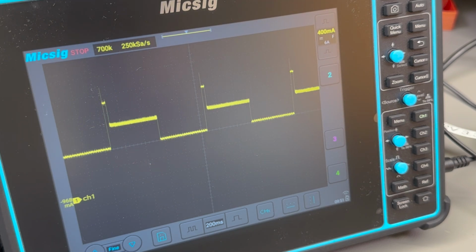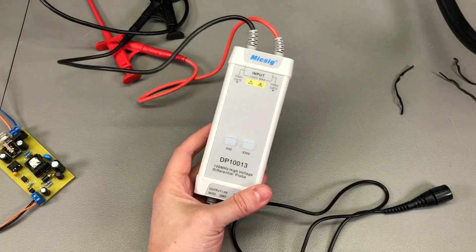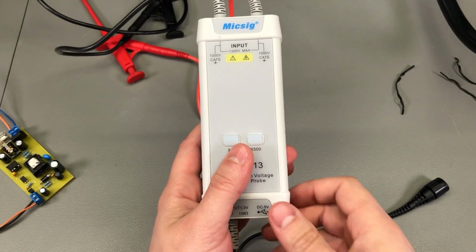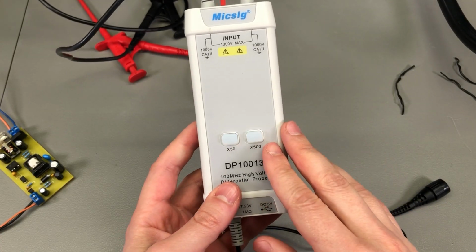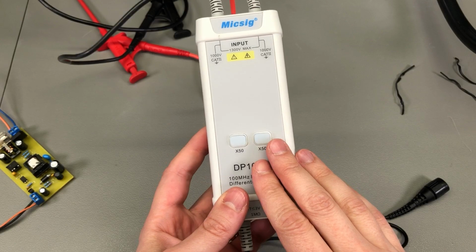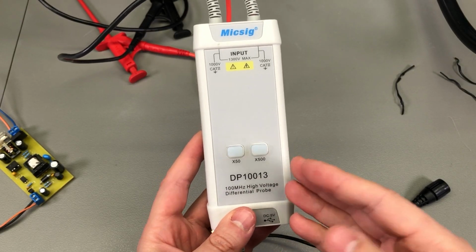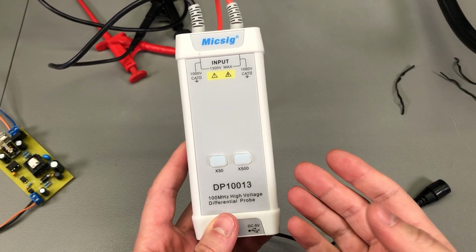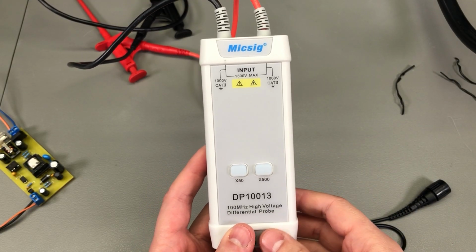It's really powerful. When paired with something like the Micsig high voltage differential probe, you can view both voltage and current waveforms, and they can be time correlated, which can be extremely useful for identifying when the current and voltage waveforms are not exactly synchronized, which is a power factor problem in AC circuits.